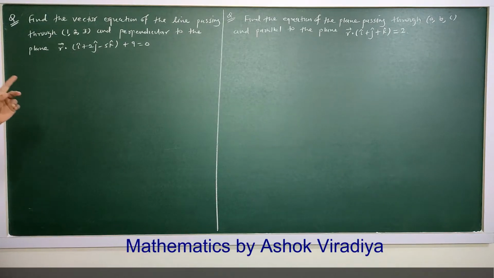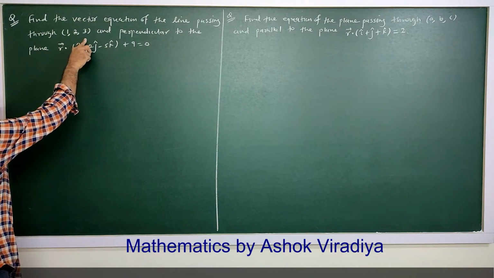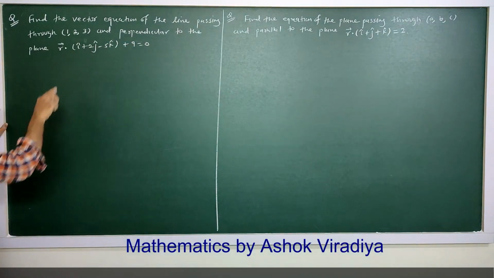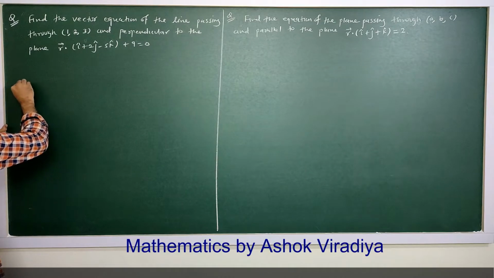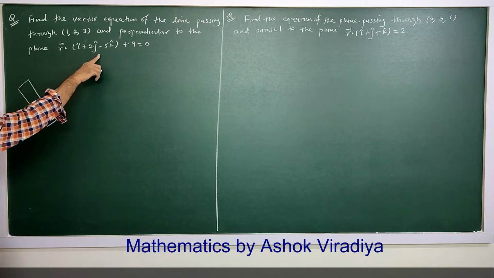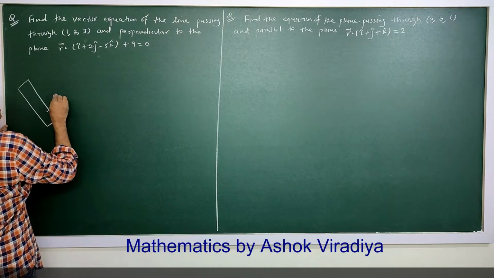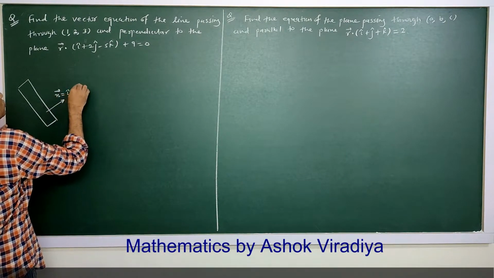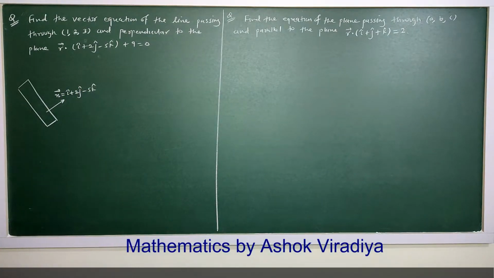Find the vector equation of the line passing through (1, 2, 3) and perpendicular to this plane. See here, a plane is given. This is the equation of the plane. Normal to the plane is the vector i plus 2j minus 5k. This is normal to the plane.